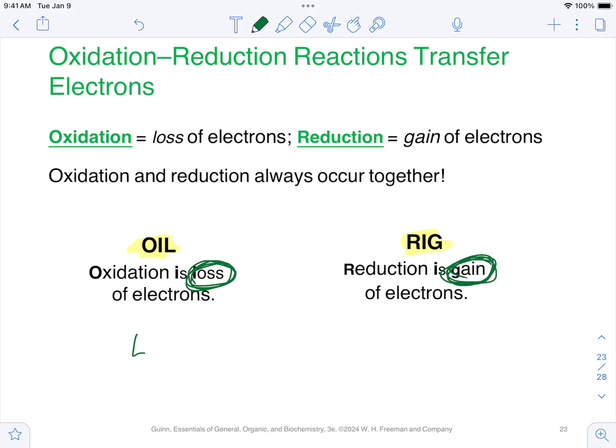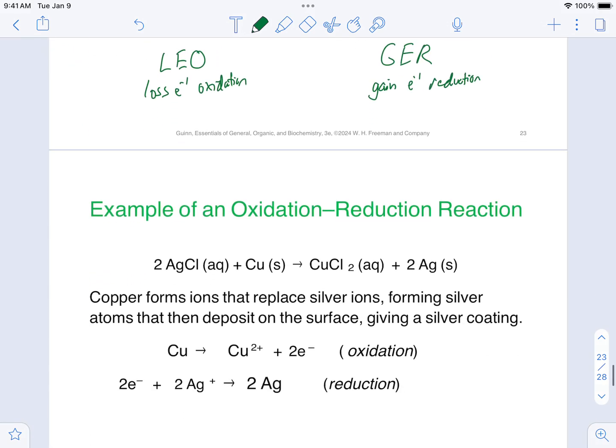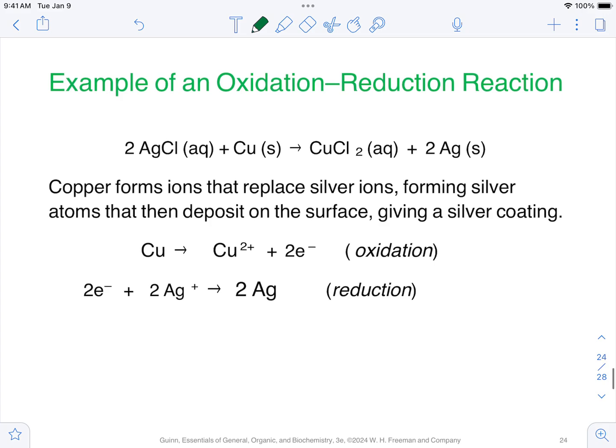Another acronym that I like is Leo goes GER. Leo the lion goes GER. Loss of electrons is oxidation. Gain of electrons is reduction. If you can remember that, you will be fine with oxidation reduction reactions. Here's an example of one.